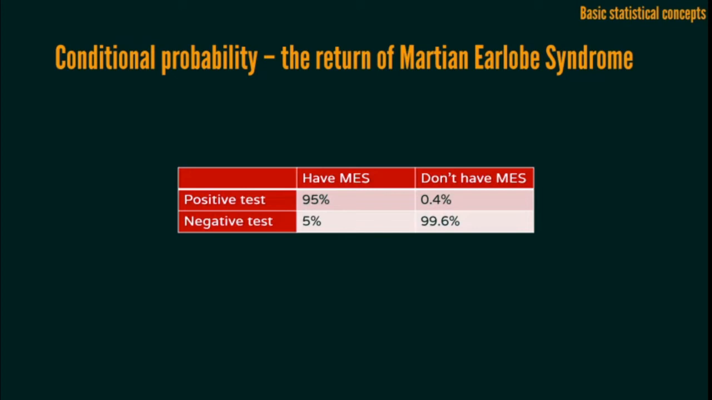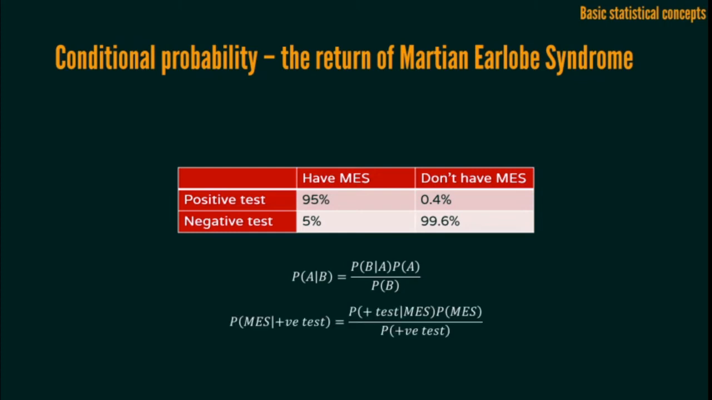Here's the table that told us about the reliability of the Martian earlobe syndrome test. And here's Bayes' theorem. In our case, A there is having Martian earlobe syndrome, and B is a positive test. So let's fill in the equation with meaningful things. So here we have the probability of having Martian earlobe syndrome given a positive test equals this lot here.